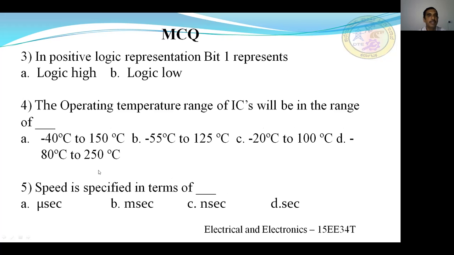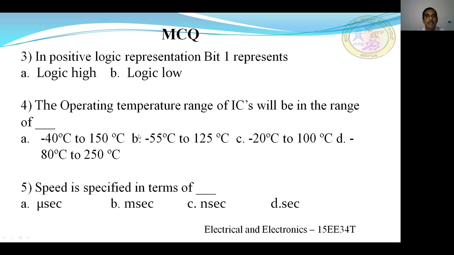So question number 3, in positive logic representation, bit 1 represents. So when bit 1 is given in positive logic, what will it take? Option A, logic high, or option B, logic low. So what is the answer? So positive logic, bit 1. So it should be option A, that is logic high.